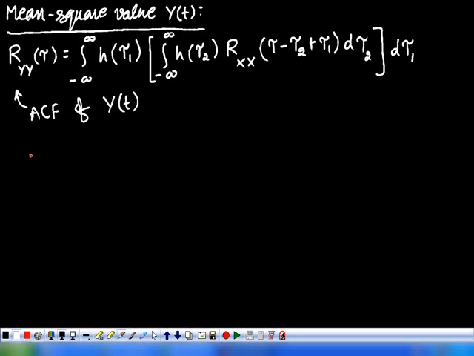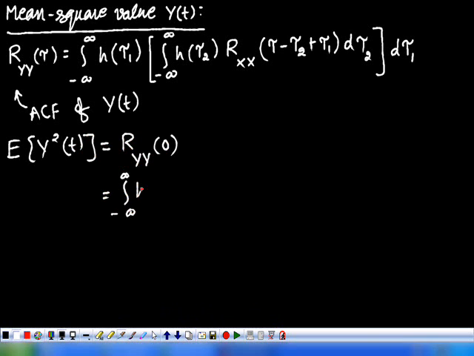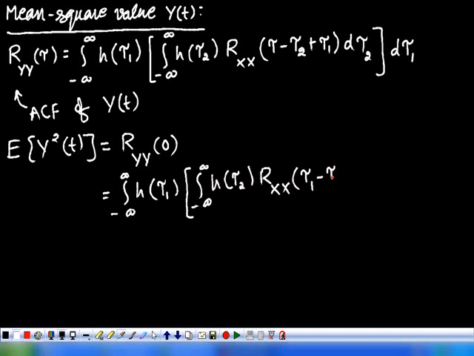y of t. We already know that the mean square value of the process can be obtained by simply letting tau equal 0, that is Ryy of 0, which is equivalent to the integral from minus infinity to plus infinity of h of tau 1, times h of tau 2, times Rxx of tau 1 minus tau 2, d tau 2.